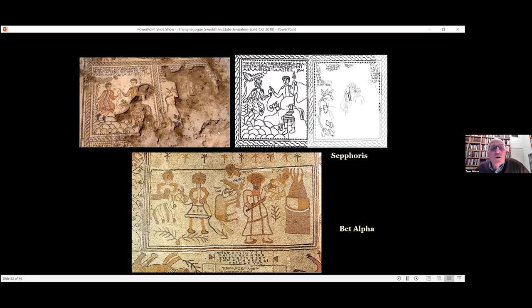And I would like to move on to a few other examples. The story of the binding of Isaac, for example, appears in two different synagogues, in fifth century Sepphoris and sixth century Bet Alpha. Iconographically speaking, we're talking about the same depiction, but there are differences, mainly layout differences of the story, where in Sepphoris it is portrayed in two different panels, and in Bet Alpha in one panel.